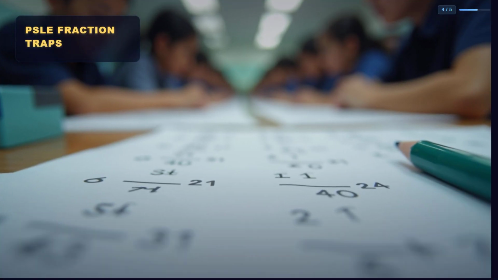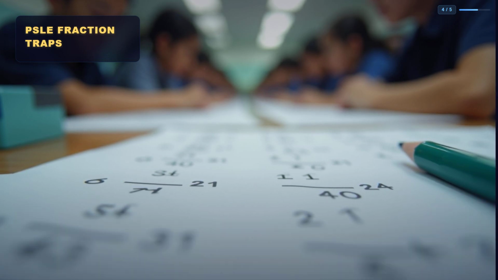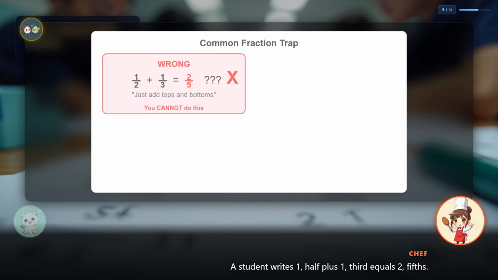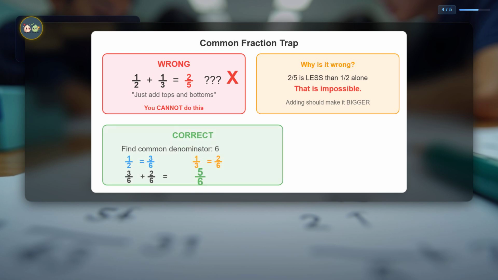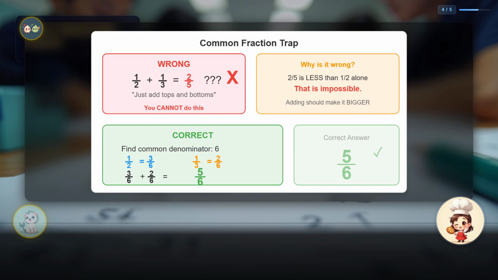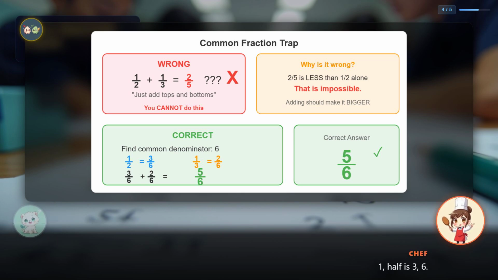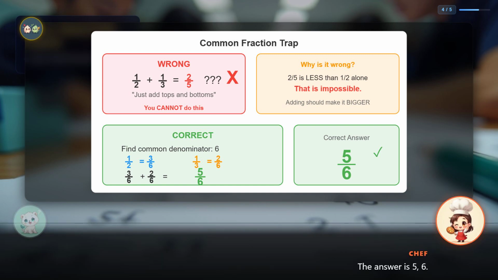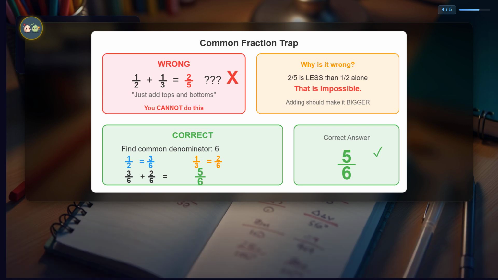PSLE exam trap time. These are the 4 fraction mistakes that lose the most marks every year. Trap 1. Adding fractions the wrong way. A student writes 1/2 plus 1/3 equals 2/5. They just added the tops and the bottoms separately. That is completely wrong, because you cannot add fractions unless the denominators are the same. 1/2 is 3/6. 1/3 is 2/6. 3 plus 2 is 5. The answer is 5/6. Never add denominators. Find a common one first.